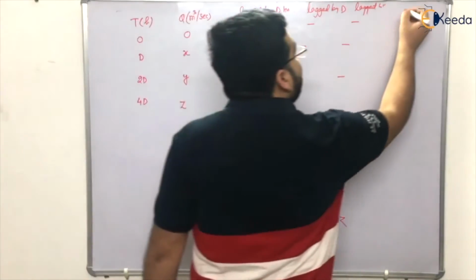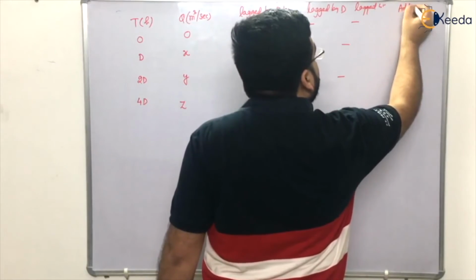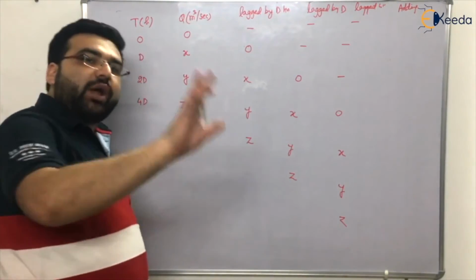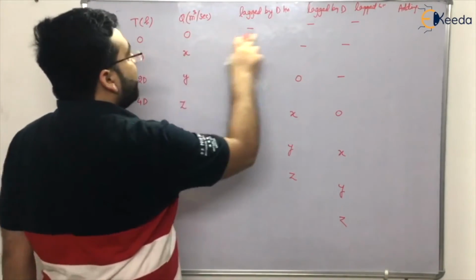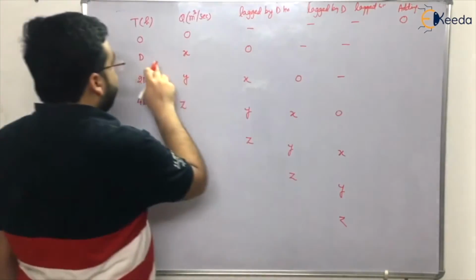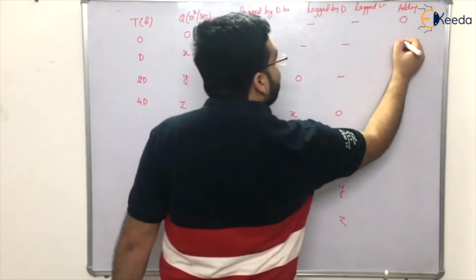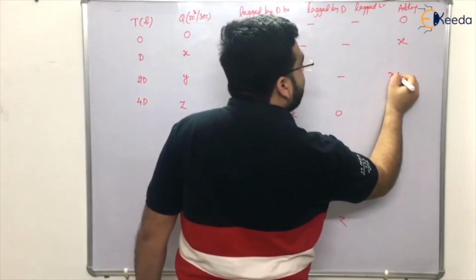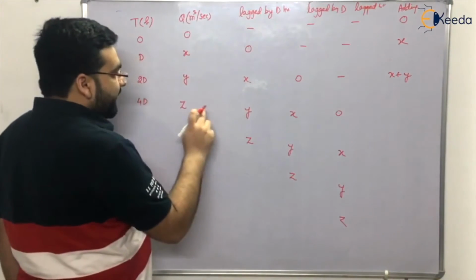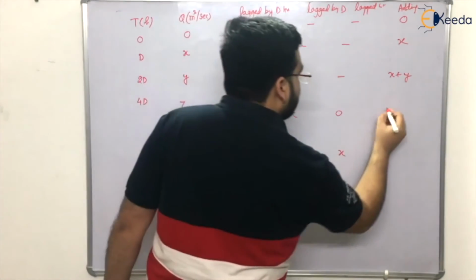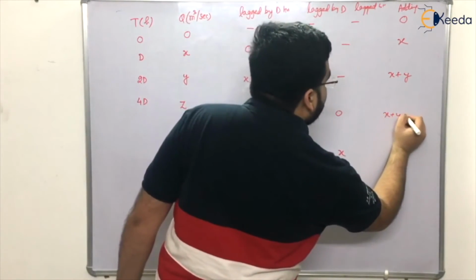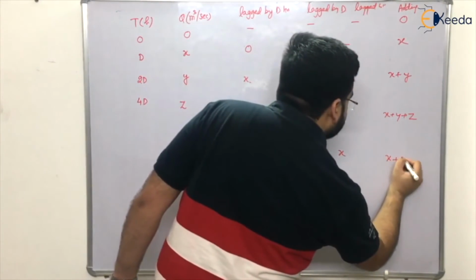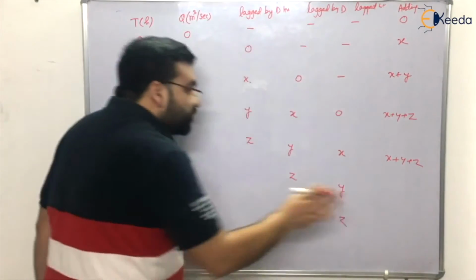Now, what is happening there? Now add all these. That is what we were doing in the method of superposition. Now we have to add all these, right? So if you add it, you will get 0. If you add this, you will get x. If you add this, you will get x plus y. If you add this, you will get x plus y plus z. If you add this, you will get x plus y plus z, and so on, right?